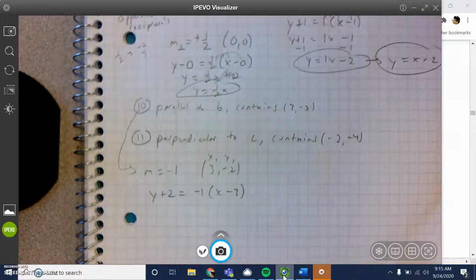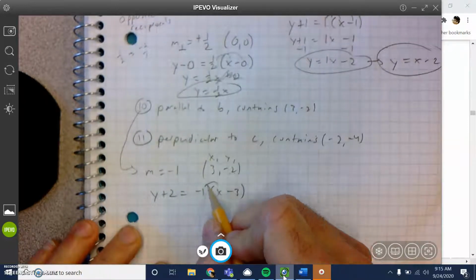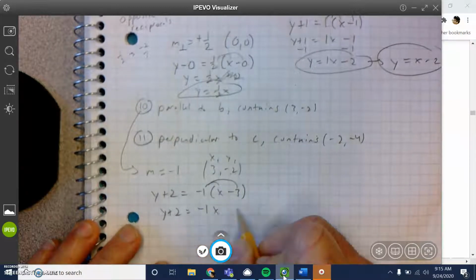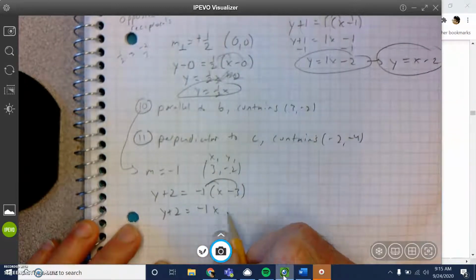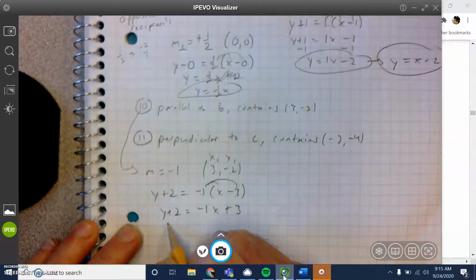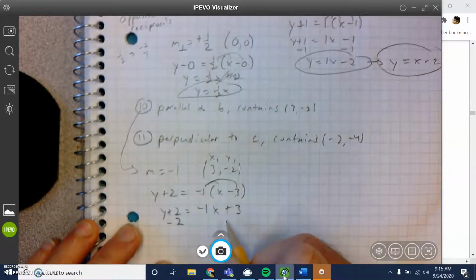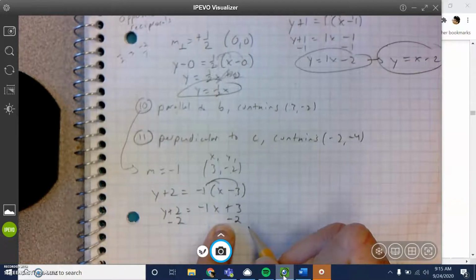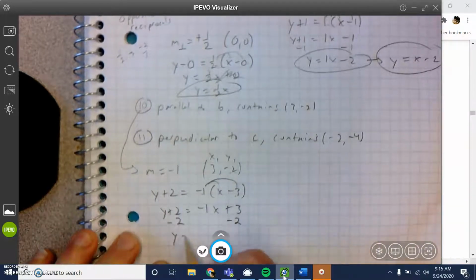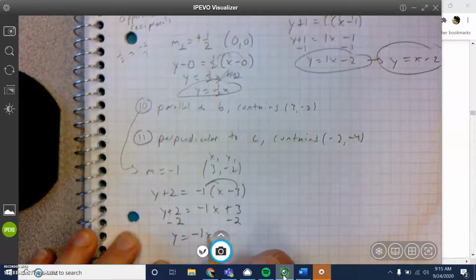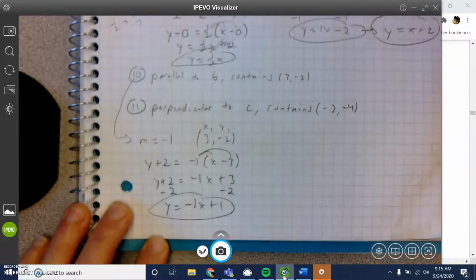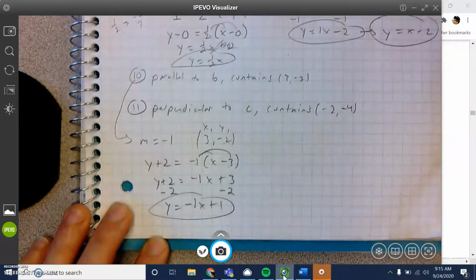Pause the video. Now I'm solving for y. Y plus 2 equals -1x. Negative times negative is a positive. And then last thing, subtract 2. I'm not subtracting from the x because that's not like terms. I'm subtracting from the constant right here. So y equals -1x. 3 minus 2 is 1. Bam, that's number 10. -1x plus 1.